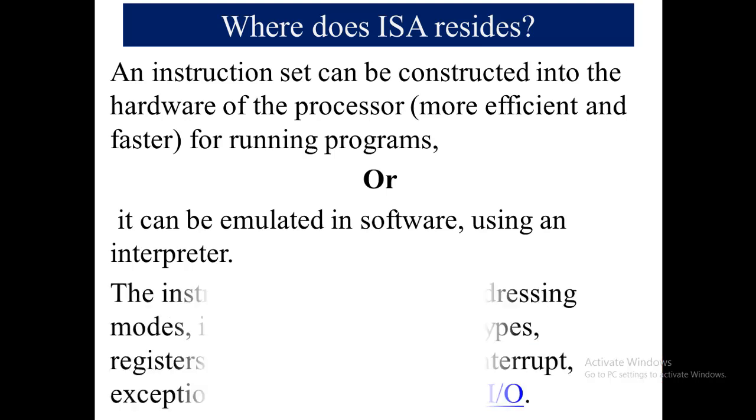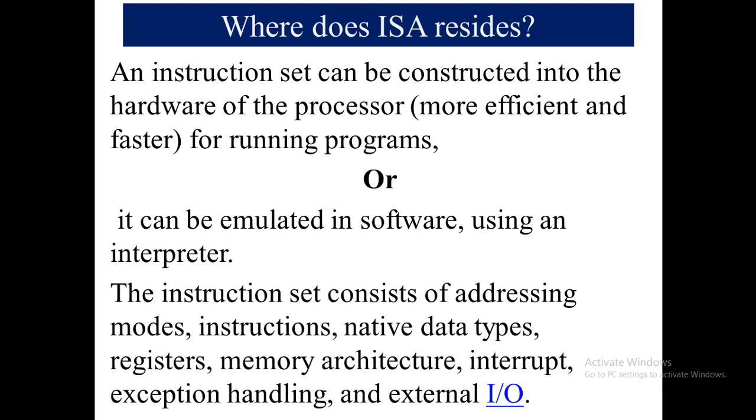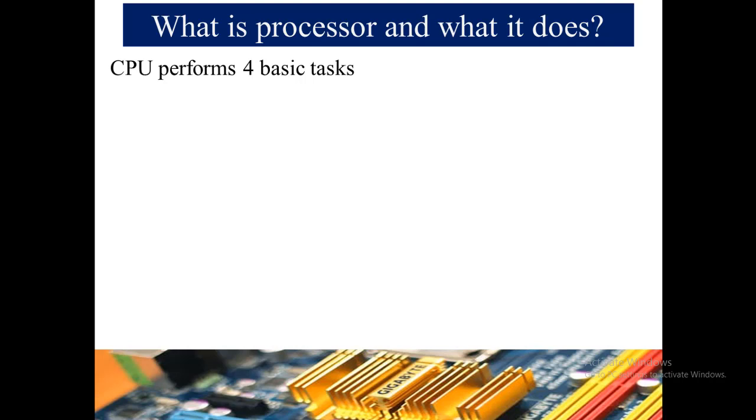Let's summarize the topic. The instruction set consists of addressing modes, instructions, native data types, registers, memory architectures, interrupt and exception handling, and external IOs. We will see all these terms in detail in the coming lectures. First of all, we must know what a processor is and what it does. The CPU, which stands for Central Processing Unit, or the processor, performs 4 basic tasks.